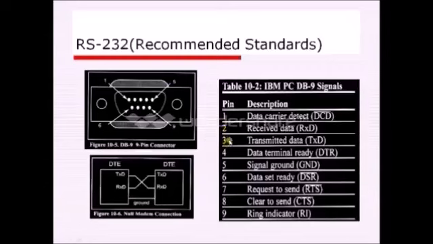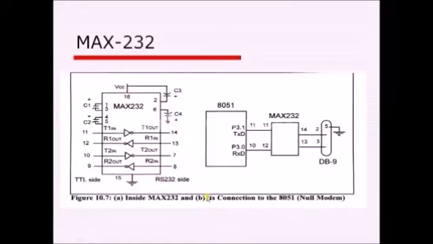Those are receive data RxD, transmit data TXD, and then signal ground. So these are the 3 signals which we use in case of asynchronous communication. And as I told you, UART will be supporting positive voltages, but communication through this RS-232 requires the voltages to be represented in negative form.